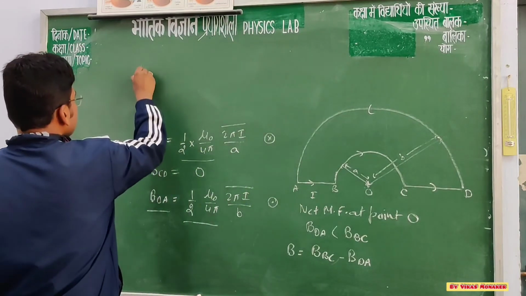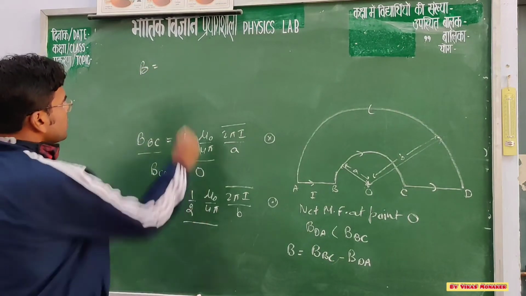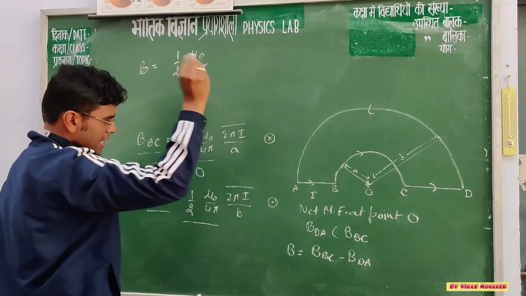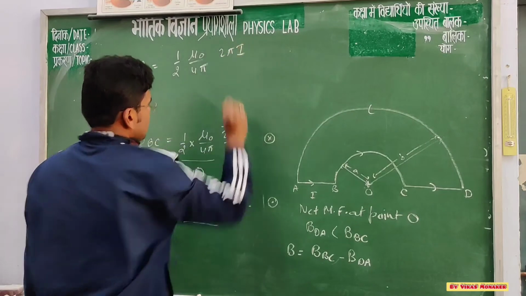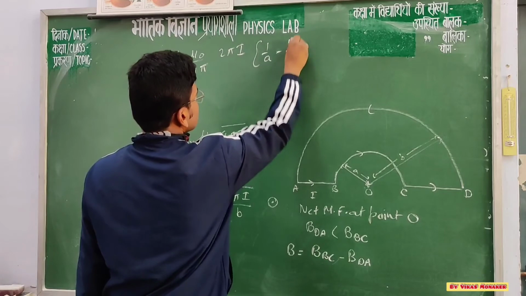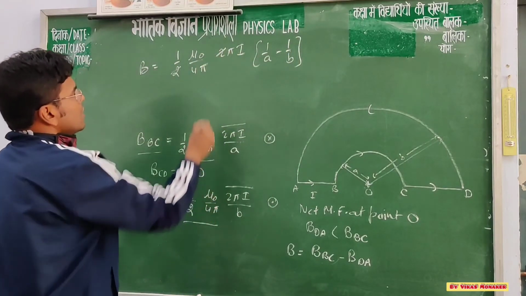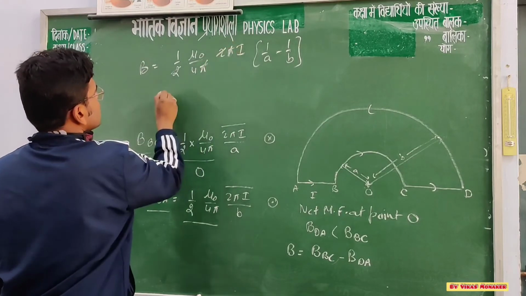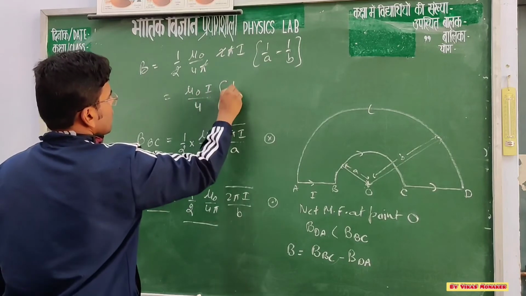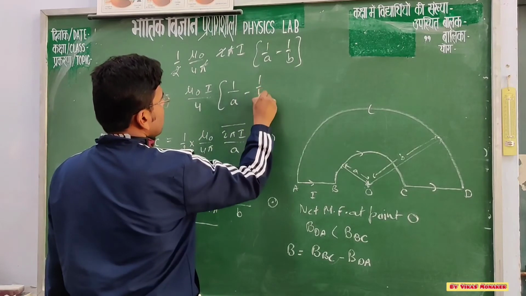So the net magnetic field B will be B_BC minus B_DA. We'll take common 1 upon 2 into mu naught upon 4 pi, and 2 pi A. I is common, that will be 1 upon A minus 1 upon B. This we can cancel. Now pi and pi we can cancel. So we can write down mu naught I upon 4, 1 upon A minus 1 upon B.